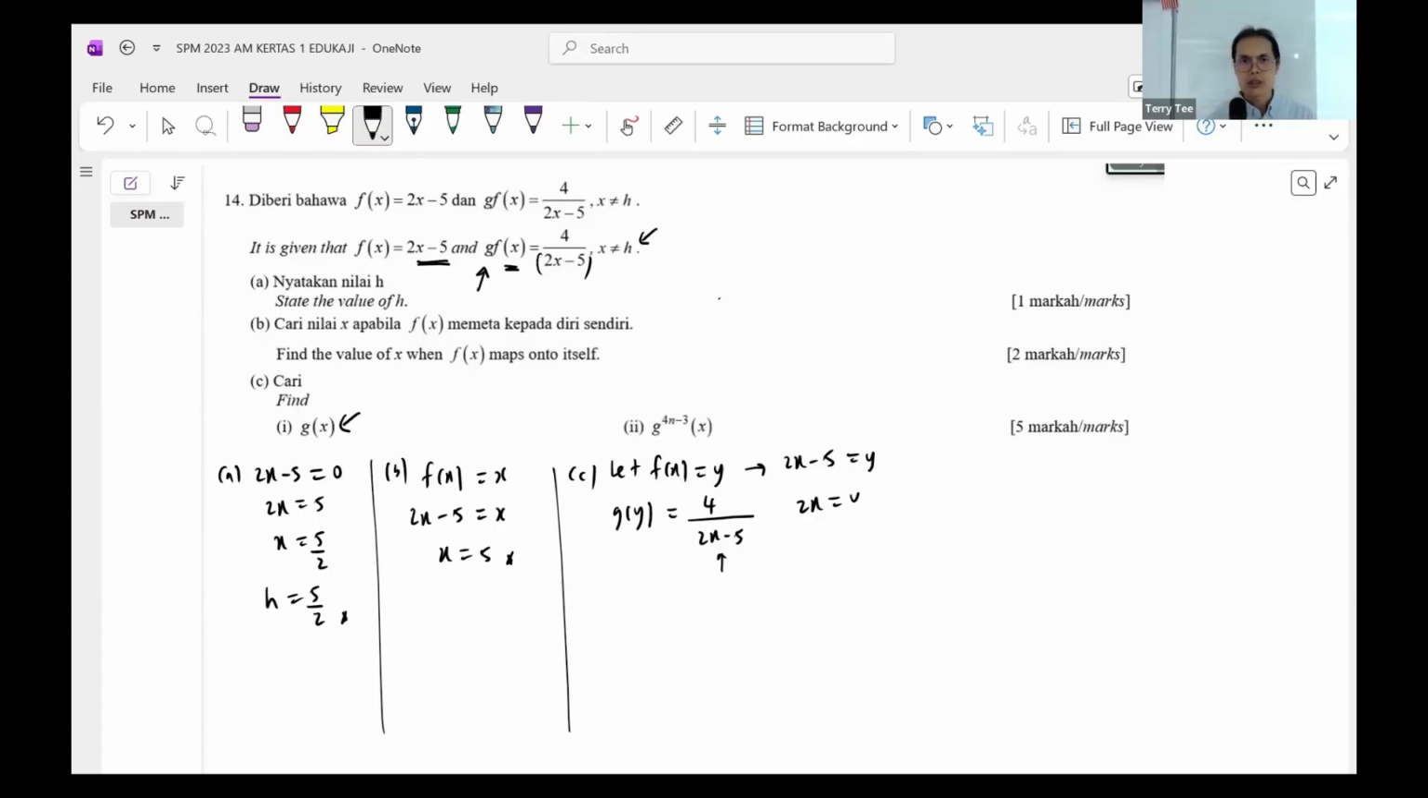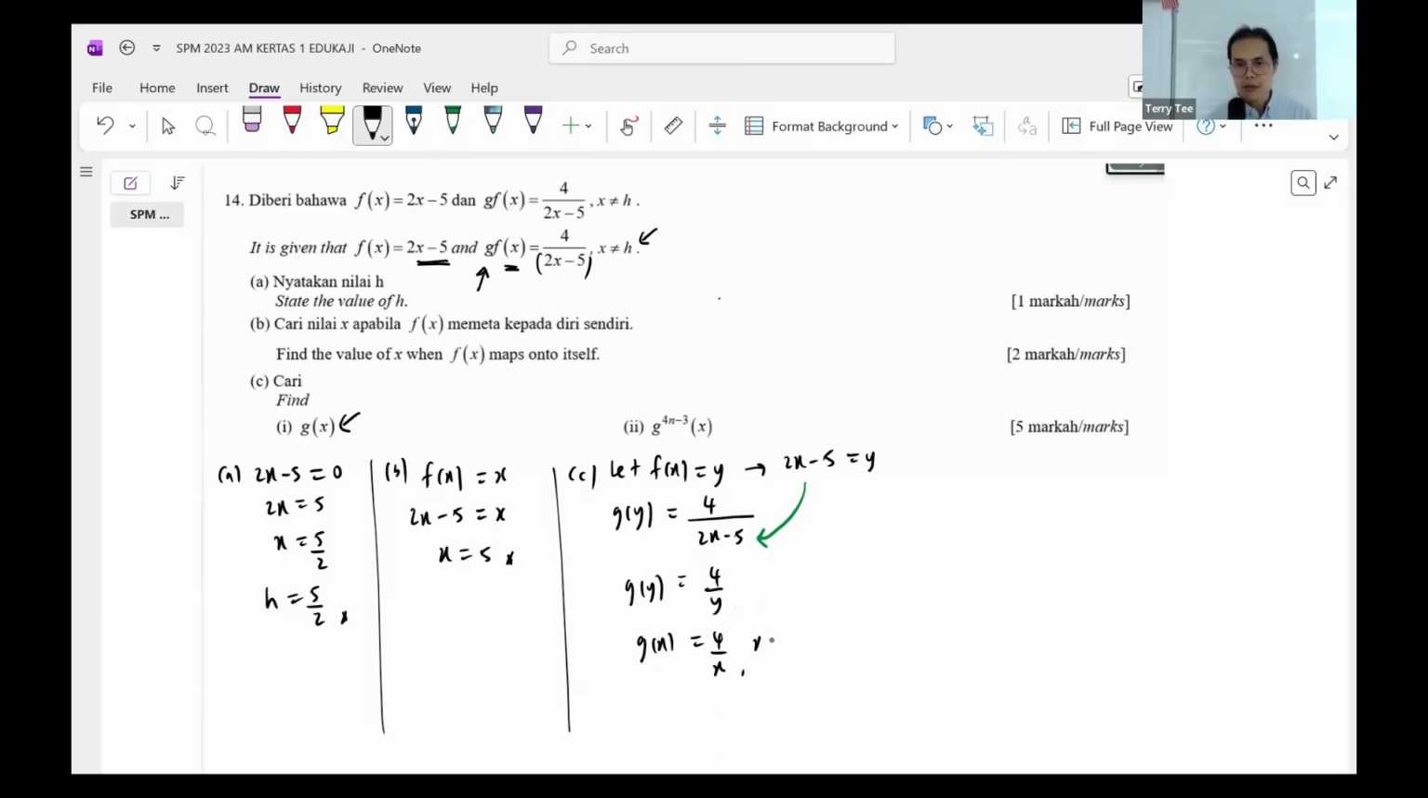Let us make x the subject. Actually, no need to do that. This is quite easy. Why? Isn't this 2x minus 5, everybody? This itself is 2x minus 5, right? So can we replace 2x minus 5 with just y? So if g(y) is 4 over y, g(x) is 4 over x. That's it, just replace your y with x.